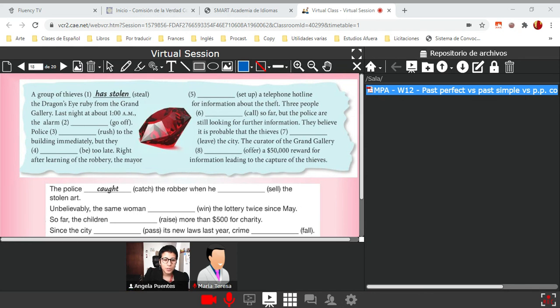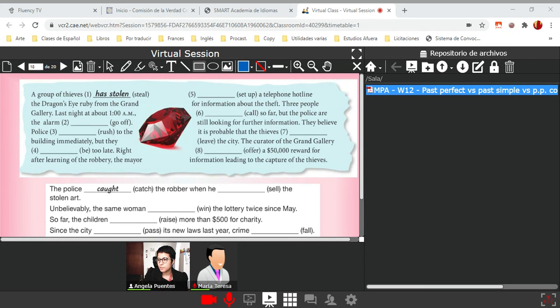Very good. Right after learning of the robbery, the mayor had set up. Very good, because it's something that is still ongoing. Had set up? Have set up? Oh well, in this case, has, because it's the mayor. So the mayor has set up, ha establecido, a telephone hotline.